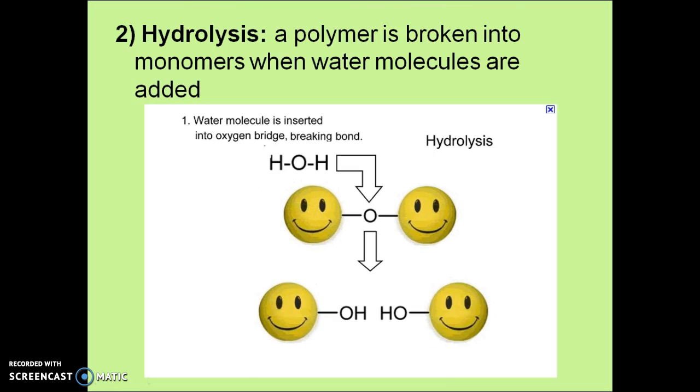The opposite process is called hydrolysis. Hydrolysis takes place when you add water in order to break a polymer into monomers. So it's the opposite of dehydration synthesis. Instead of making a larger molecule by losing water, we are breaking a larger molecule into smaller parts by adding water. Hydro means water, so we're adding water, and lysis means to break.